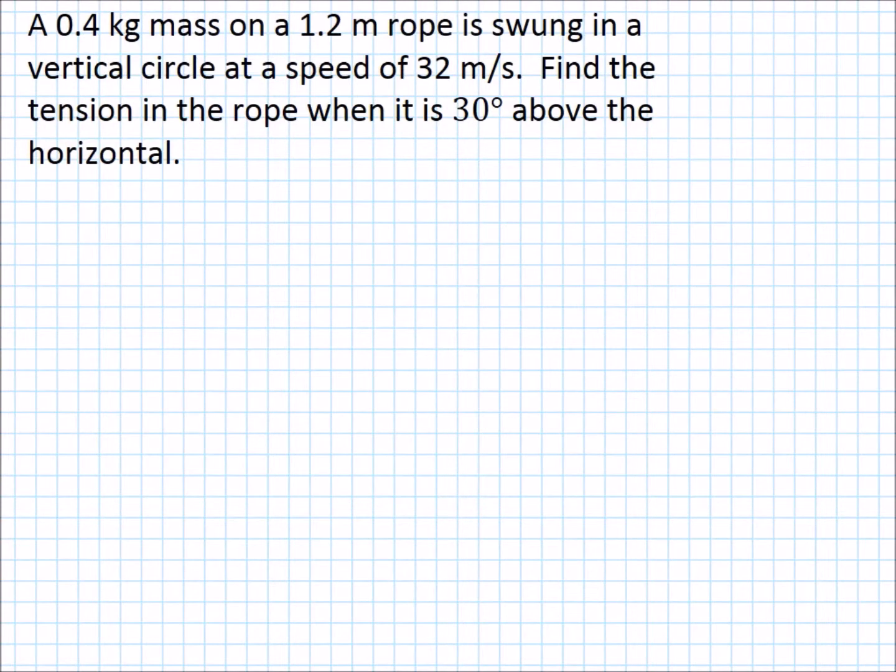A 0.4 kilogram mass on a 1.2 meter rope is swung in a vertical circle at a speed of 32 meters per second. Find the tension in the rope when it's 30 degrees above the horizontal.